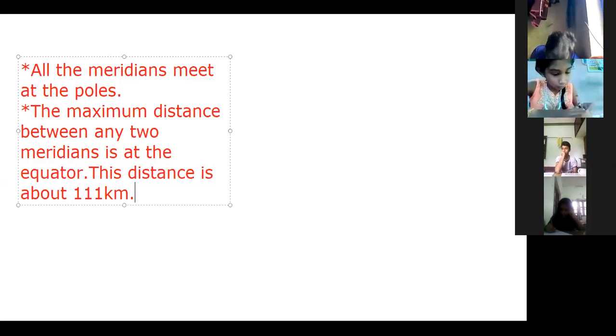If you finish this answer, you can write the next question. Third question. What is the relationship between longitude and time? Give examples. Okay, you can write the next question. Relationship between longitude and time.